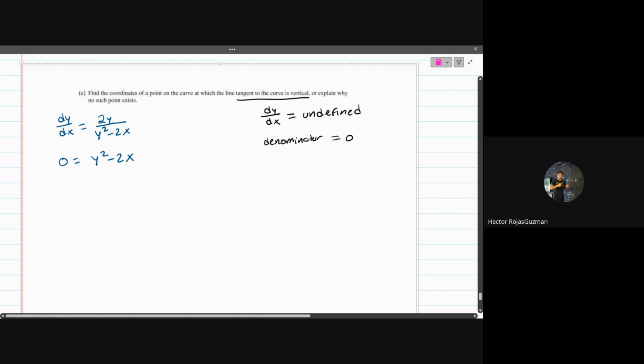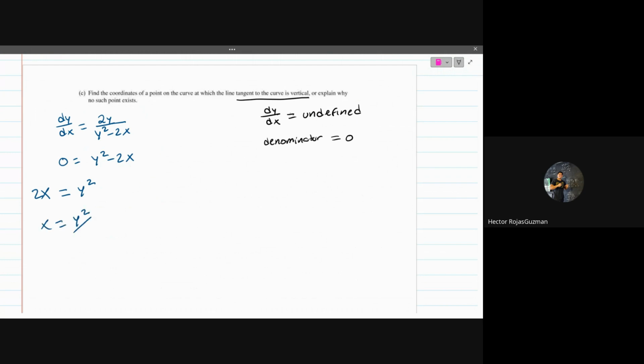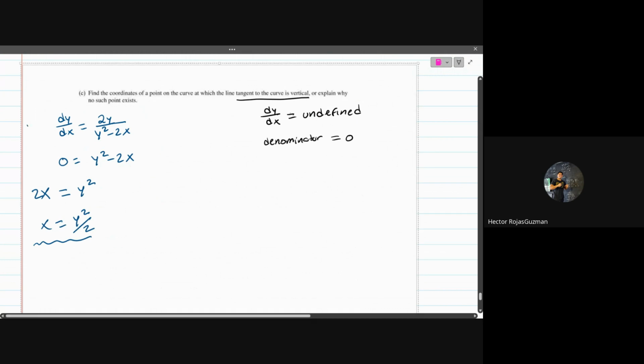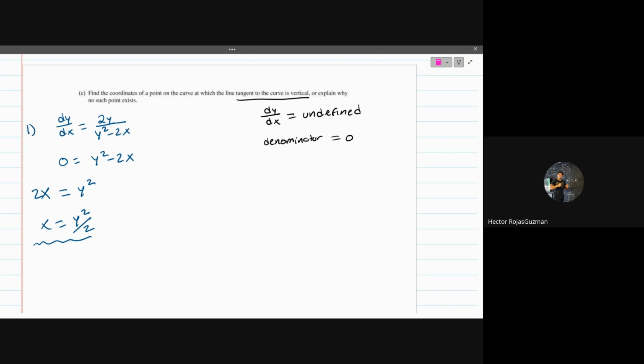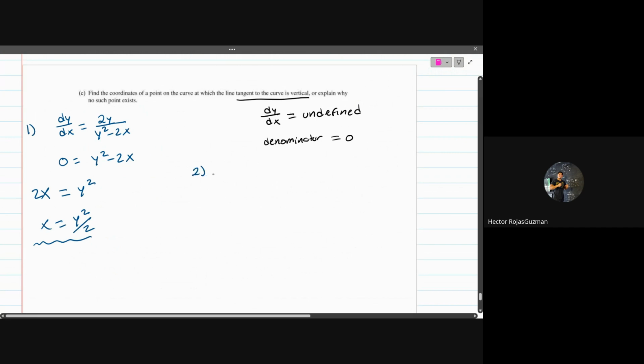So let's add 2x to both sides. 2x is equal to y squared. x is equal to y squared over 2. Okay, this is basically step number 1. We don't have an actual value yet, but we do have something that's going to help us once we go back and use the original function.